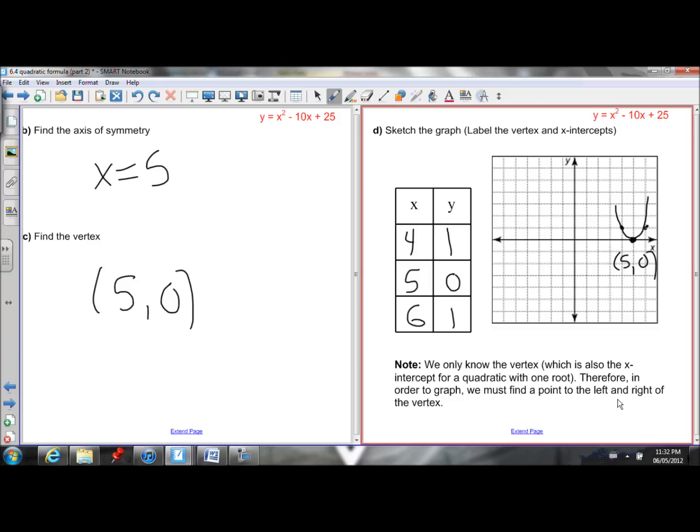I've already said it a few times, but we only know the vertex, which is also the x-intercept for a quadratic with one root. So in order to graph, we have to find a point to the left and right of the vertex. If the vertex is at 5 on the x-axis, I then have to find points to the left and right, so at 4 and at 6 on the x-axis. I found those y-coordinates by plugging in 4 and 6 for x into my formula there.